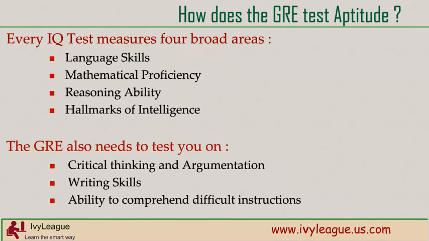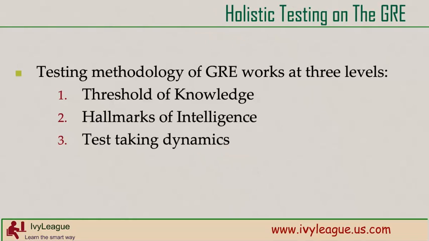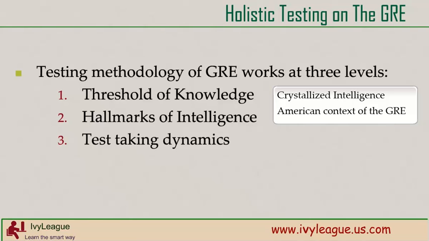Moreover, as success in postgraduate programs needs proficiency in critical thinking, argumentation, writing essays, and understanding more complex instructions, these abilities are also tested on the GRE. If you look at it holistically, then, on the GRE, you are tested at 3 different levels. At the first level, a certain threshold of knowledge is required and tested. This is part of testing of crystallized intelligence, a knowledge-based ability that is very dependent on education and experience.